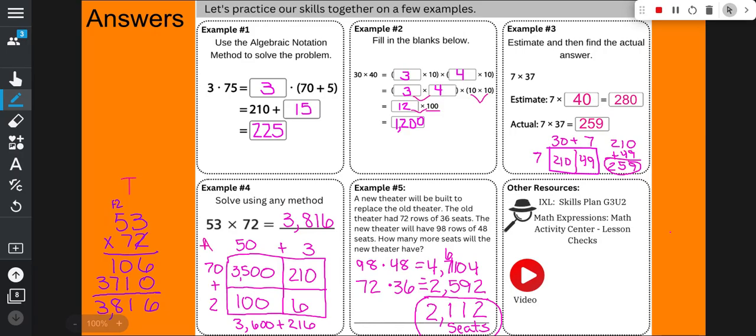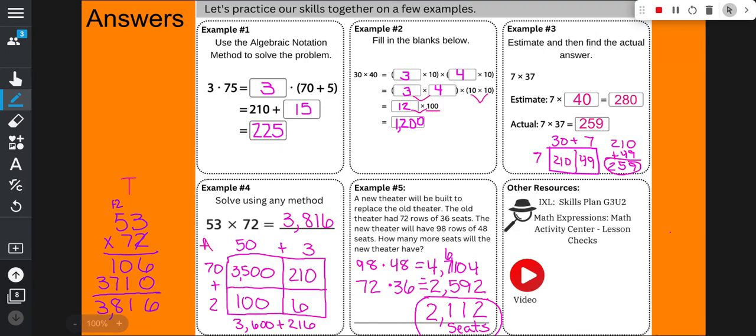The last one, if I have a new theater and an old theater, the old theater had 72 rows of 36 seats each. And the new theater has 98 rows of 48 seats each. How many more seats will be in the new theater? So first I have to multiply the 98 times the 48. And I got 4,704.